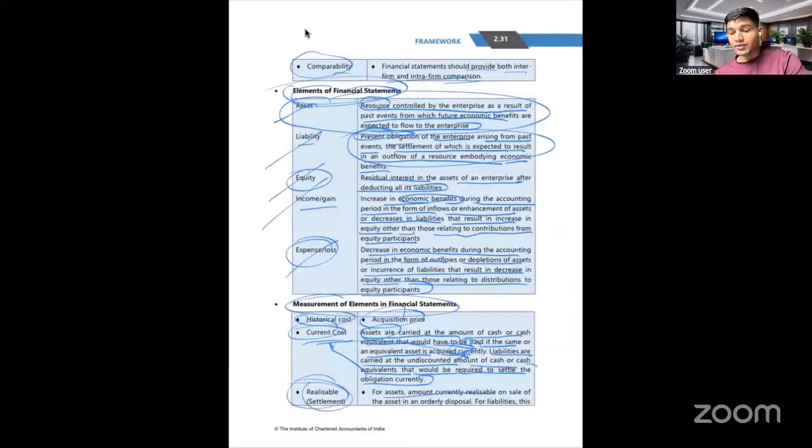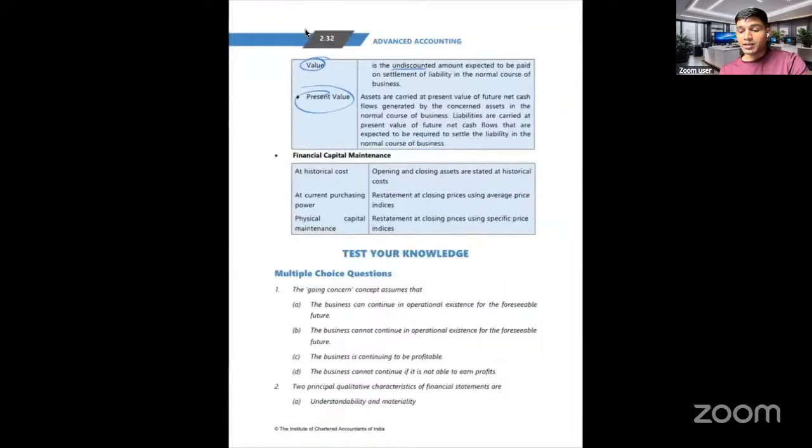Realizable value for an asset is the amount currently realizable on a sale of the asset in an orderly disposal. For liabilities, it is the undiscounted amount expected to be paid on settlement of the liability in the normal course of business. Then present value: assets are carried at the present value of the future net cash flows generated by the asset in the normal course of business, and liabilities are carried at the present value of the future net cash flows expected to be required to settle the liability in the normal course of business.